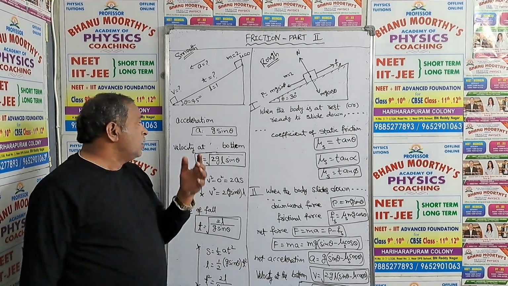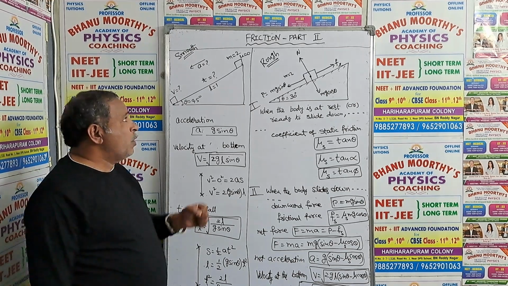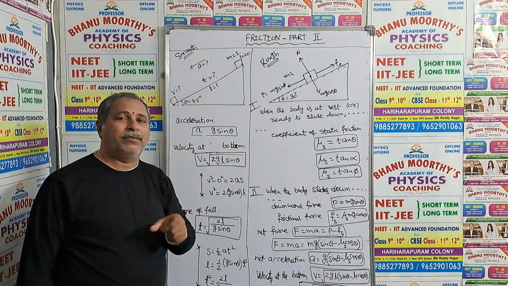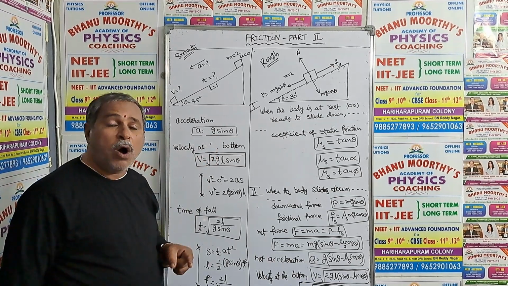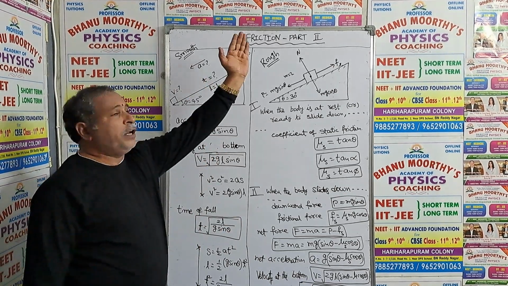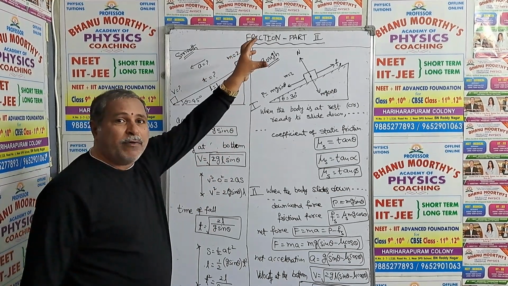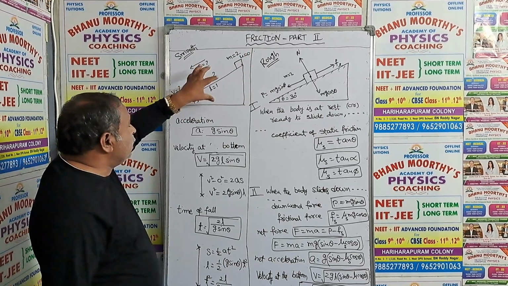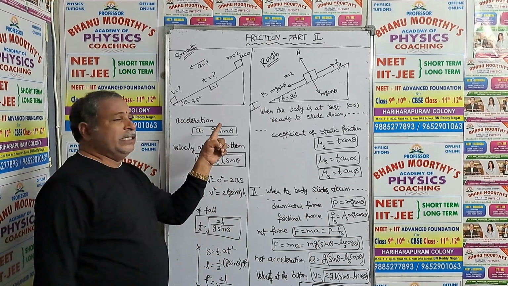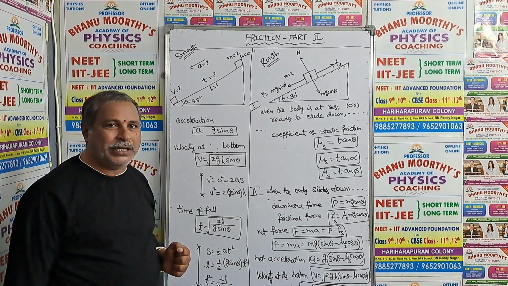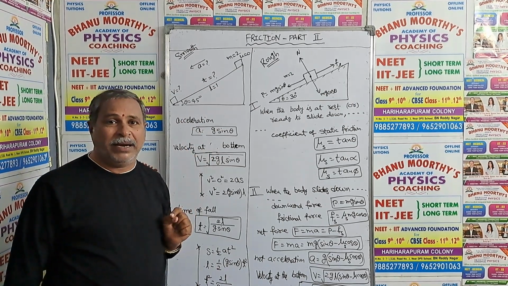My dear students, the first topic we are going to discuss is the acceleration of the block. As the block slides down, its acceleration is a equals g sin theta. How do we get this? Because it is a smooth surface, there is no friction in the backward direction, so only the gravity component mg sin theta is present. F equals mg sin theta, but F equals ma according to Newton's second law. So m gets cancelled, and a equals g sin theta.